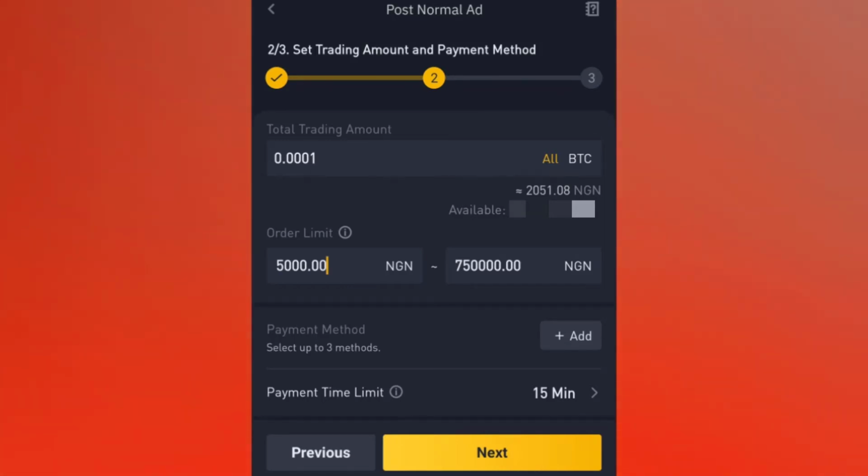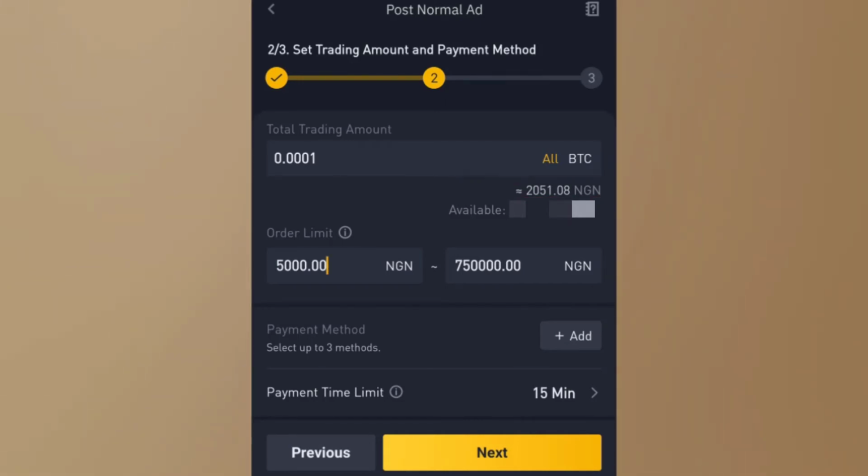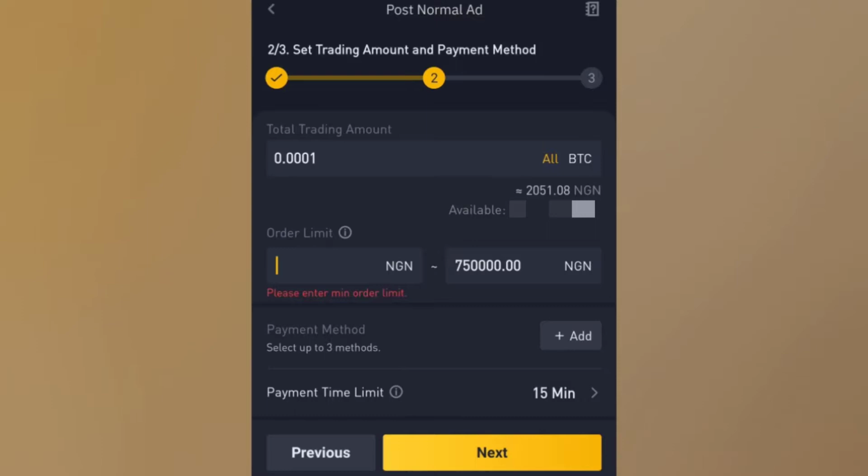All right, so this is the amount I want to sell. And you can see the approximate figure is 2,051 naira, which means that based on my price and everything, I should make approximately 2,051 naira from that sale. Over here we have the order limit. In this case, I could say I only want to sell from 2,000 naira to 2,051.08. Only somebody that has 2,000 to 2,051 naira will I be able to sell to. That's basically what this order limit is.